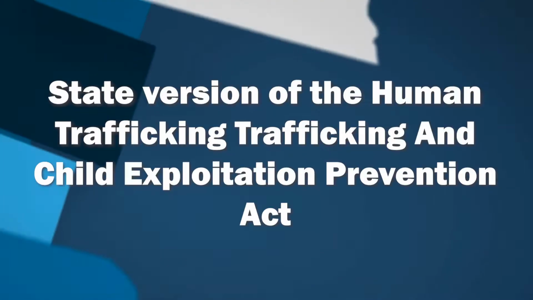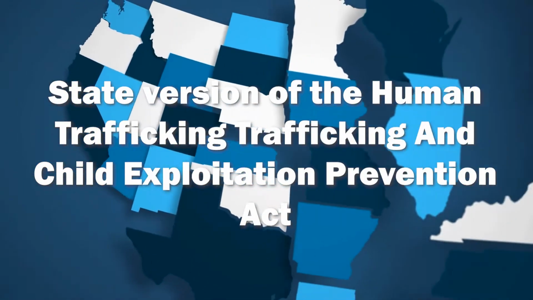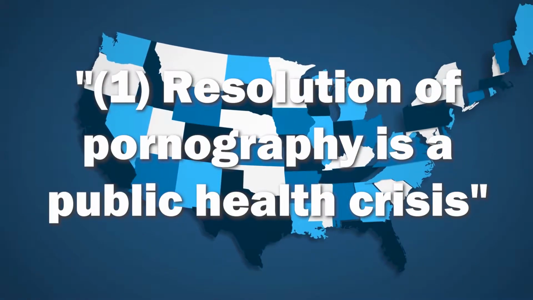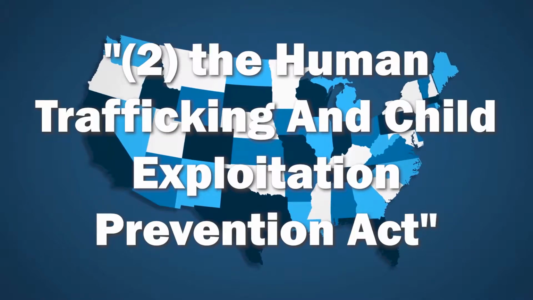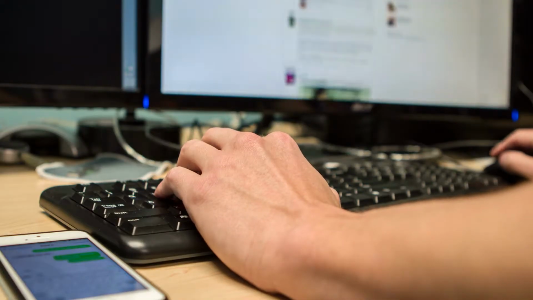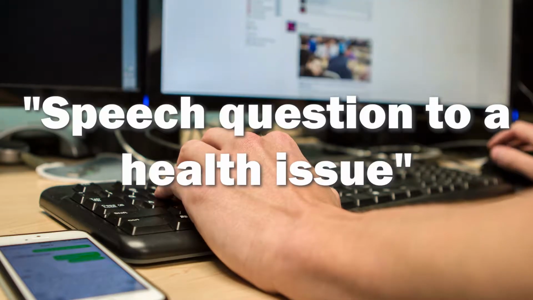There is a federal version and a state version of the Human Trafficking and Child Exploitation Prevention Act. This video explains both, starting with the state bill. The state version is divided into three parts: a resolution that declares that pornography is a public health crisis, the Human Trafficking and Child Exploitation Prevention Act, and the Admission Act.